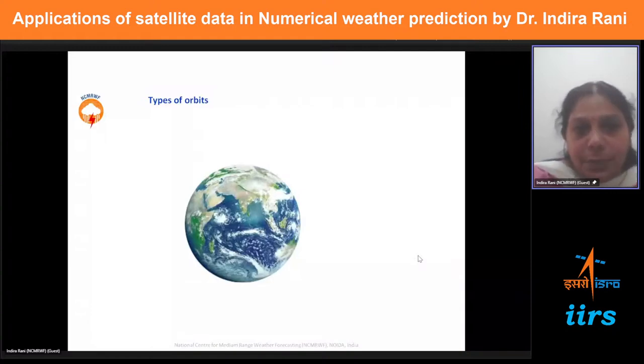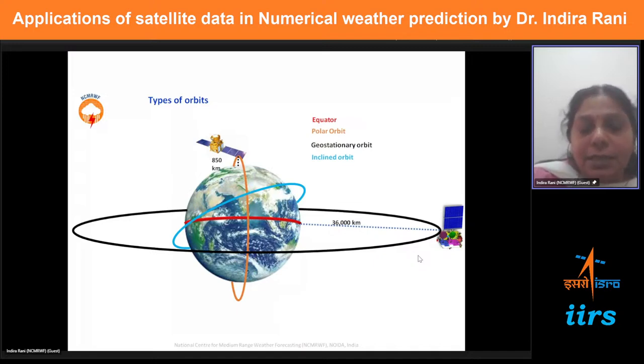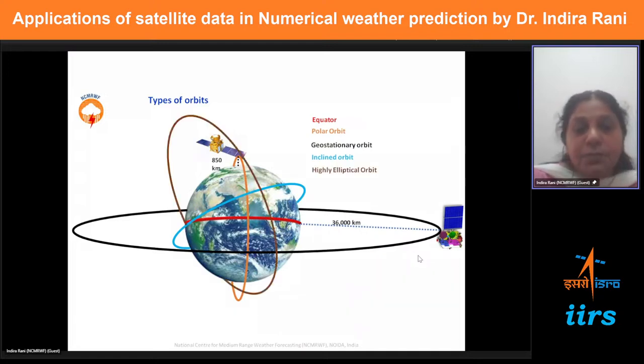And I think all the participants may know the different types of satellite orbits. We have the polar orbit, the geostationary orbit, and the inclined orbit. An example of an inclined orbit is the Indo-French collaboration satellite Megha-Tropiques, which was in a 20-degree inclined orbit. Other satellites in the inclined orbit are GPM and the former TRMM. Another orbit is the highly elliptical orbit.